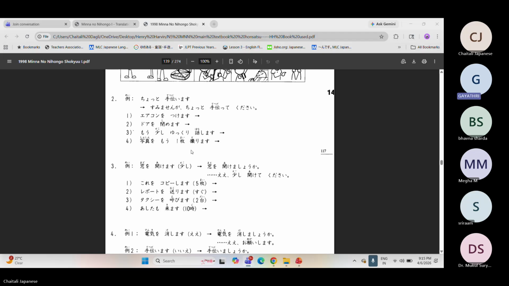Torite kudasai. No. Torimasu is first group, first subgroup. So torimasu will be totte, no? Totte. You're replacing ri with double te. Torite kudasai. Yeah. Okay.